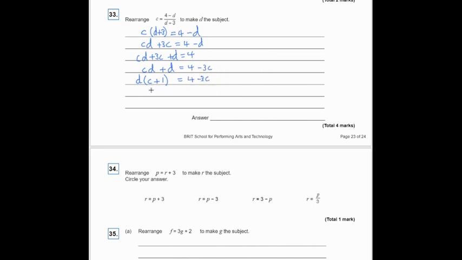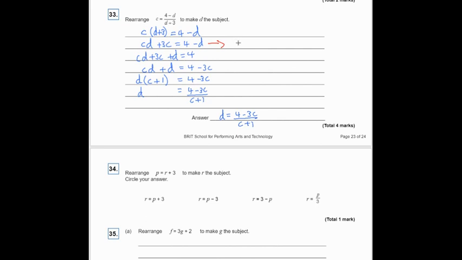Then, if I divide by C plus 1, I get D equals 4 minus 3C over C plus 1. So this is acceptable as an answer. I'm going to write this here. Now I have to address another thing, just in case people get confused. At this stage, this is the final answer, by the way. But at this stage, I could have chosen to take everything with the D on the right-hand side and everything without the D on the left-hand side.